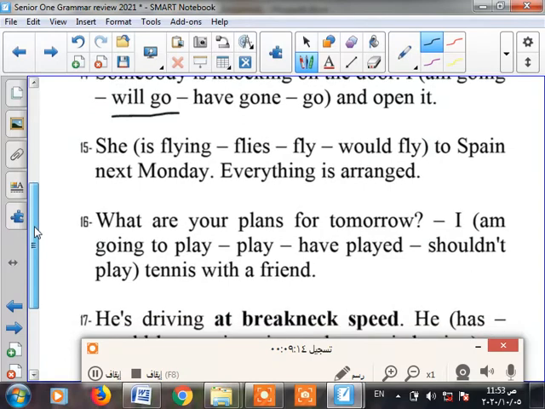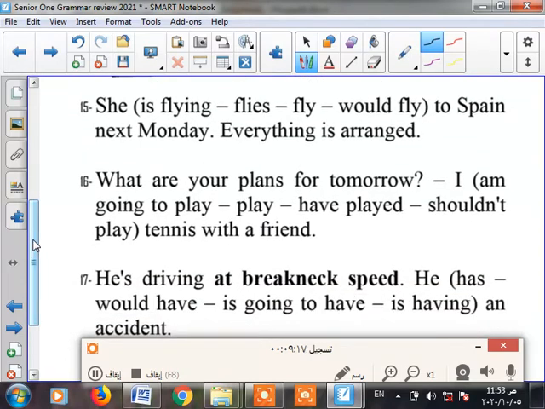Number 15. She goes to Spain next Monday. Everything is arranged, and draw a circle around the word arranged. Okay, when you find the word arrange or you find the word prepare, you have to use the present continuous. She is flying. When I say she is flying, it means that everything is arranged for this journey or for this trip or for this travel. So, she is flying to Spain next Monday. Everything is arranged. So we have chosen the word is flying because of the word arranged.